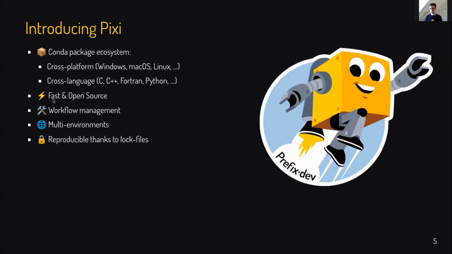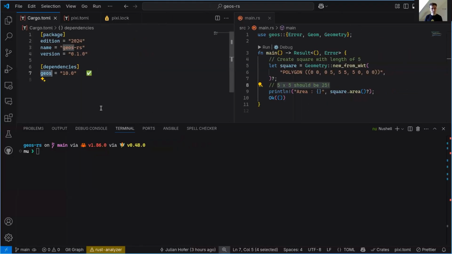It's very similar to Cargo in the way it works. It's written in Rust, it's fast, open source, it has lock files. It manages your workflow, so it has pipelines and task graphs and everything like that. And it can also manage multiple environments. Without further ado, I want to give you a short demo.